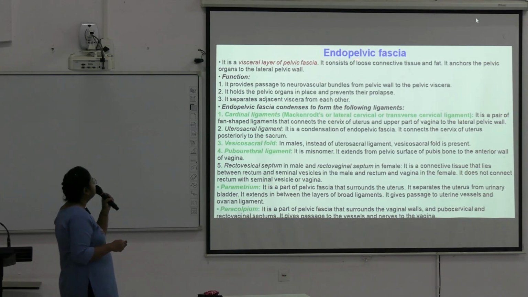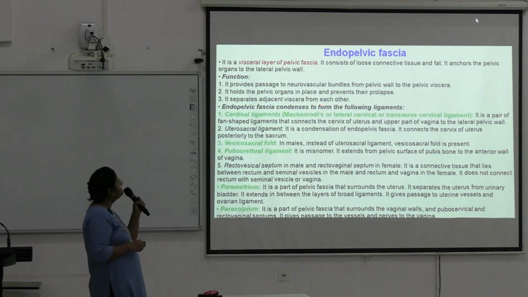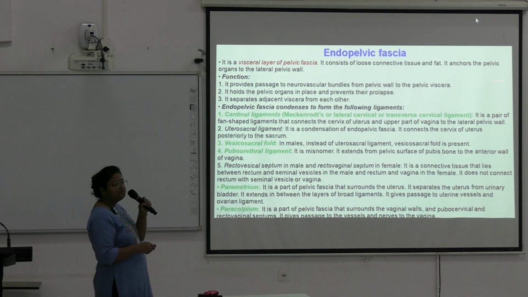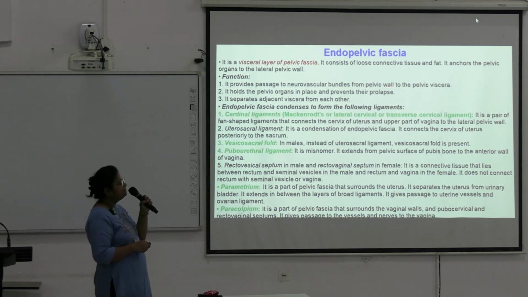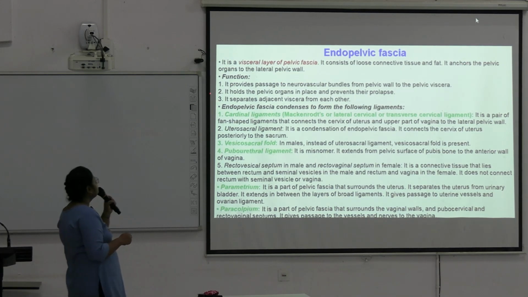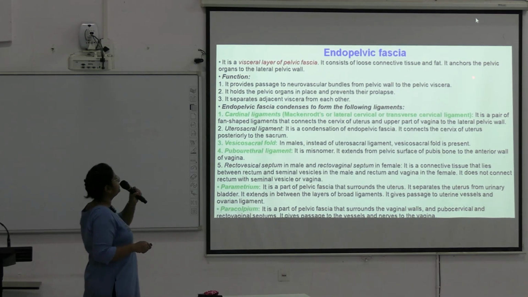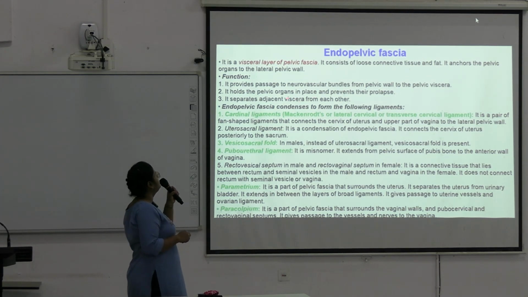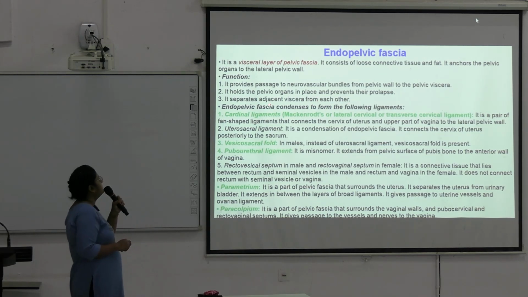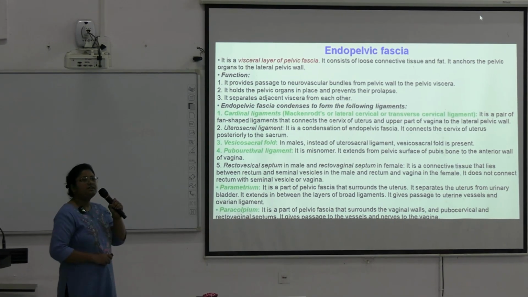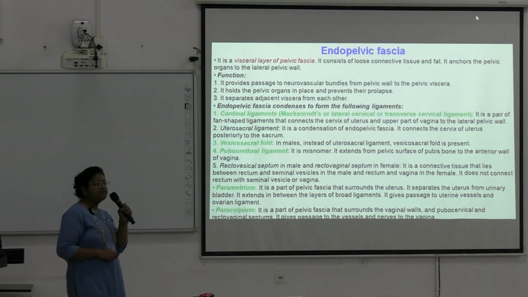Next is the endopelvic fascia. It is the visceral layer of the pelvic fascia, consists of loose connective tissue and fat, and anchors pelvic organs to the lateral pelvic wall. These are its functions: it provides a passage for the neurovascular bundle from the pelvic wall to the pelvic viscera, holds the pelvic organs in place and prevents their prolapse, and separates the adjacent viscera from each other. So these are the functions of the endopelvic fascia.